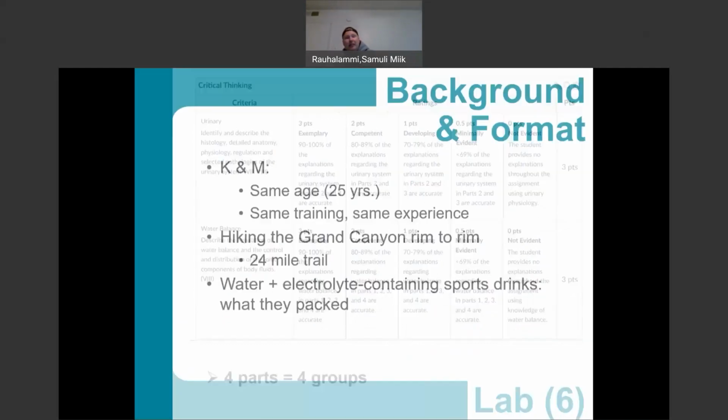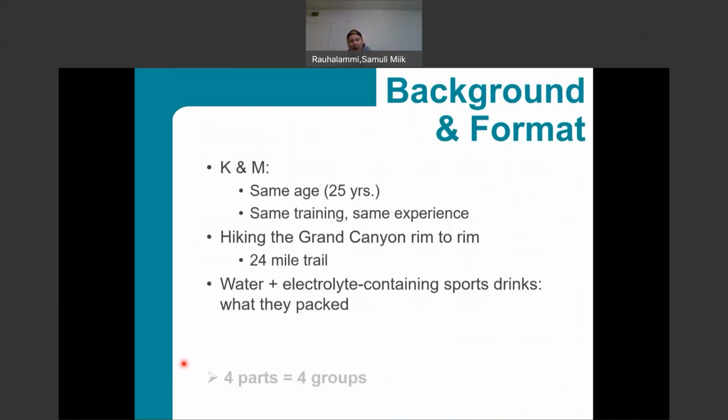And this critical thinking assignment is based on kind of a clinical scenario where we will look at what's going on with two subjects at 4 different time points. So in this scenario, we're going to have two ladies, Carla and Maria, who are going to be taking a hike at Grand Canyon. From rim to rim, I think it's about 24 miles or so.